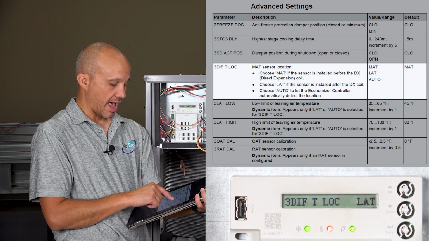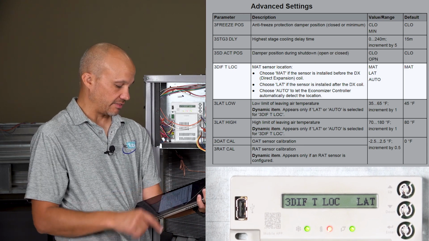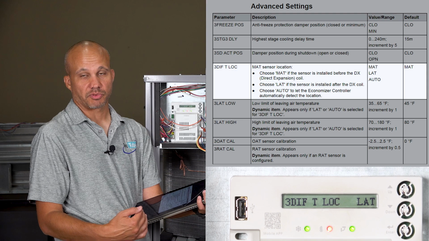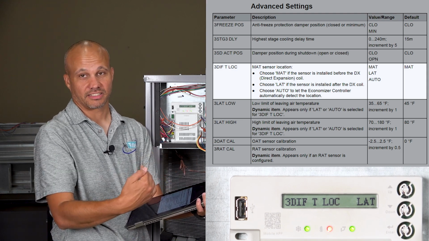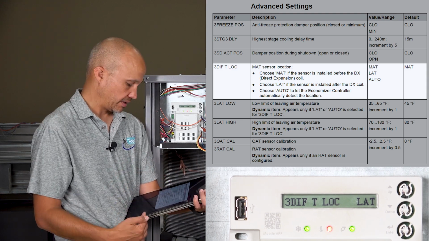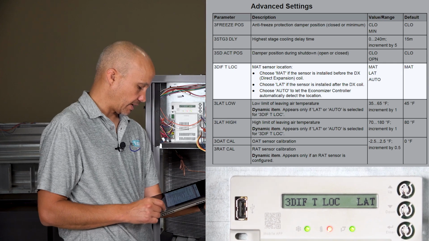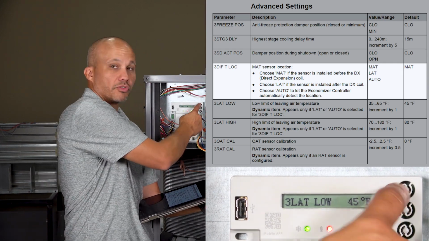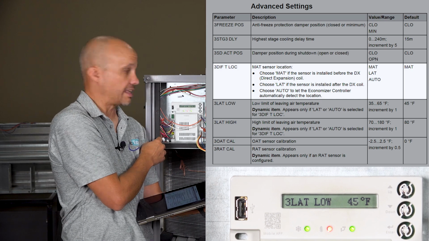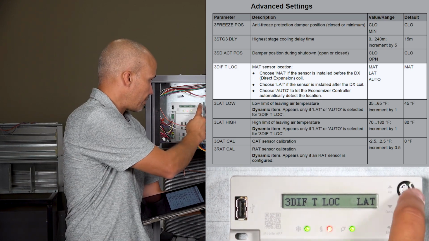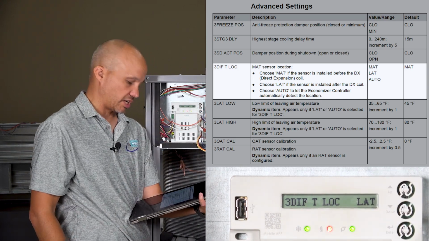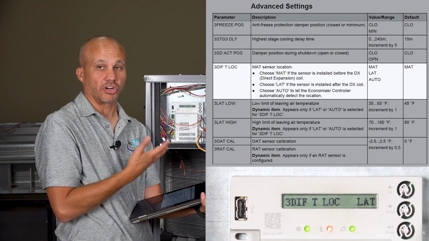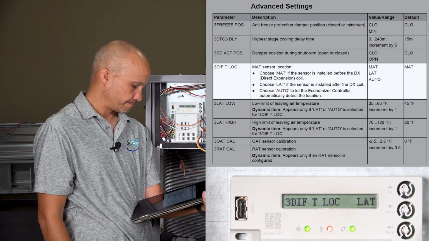So that would be after the coil, LAT, leaving air temperature. Mixed air temperature means before the coil, LAT, leaving air temperature, means after the coil. And it just tweaks the sequence a little bit. So you can do that if you ever needed to. For most jobs on a rooftop, like the little one we have here, you're mounting it in the LAT position. So I probably should change that here. Actually, I already previously have changed it. The default's MAT. I've already changed it to LAT in a previous class.